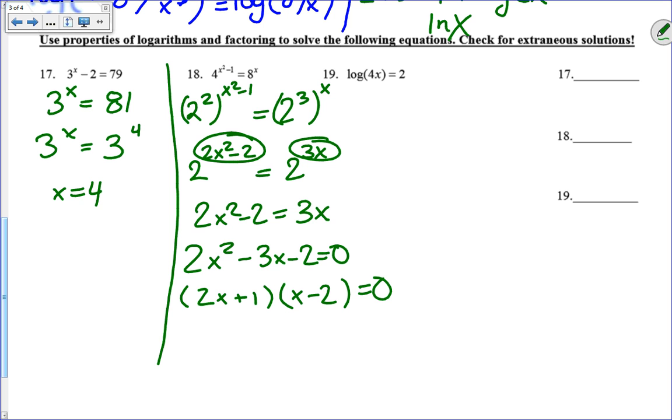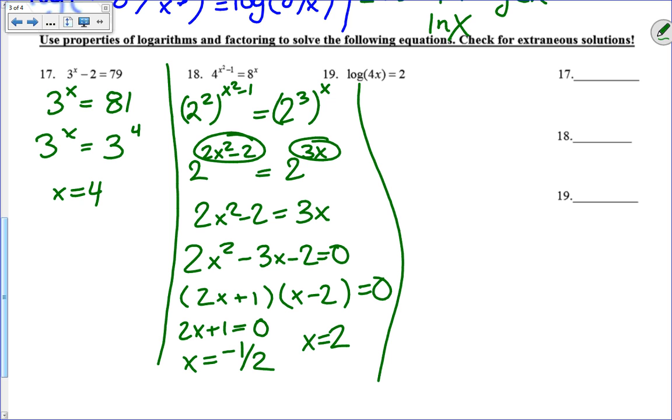So 2x plus 1 equals 0. x is going to be a negative 1/2. And x is going to be positive 2. So we've got two answers here, right? We need to make sure that these both work. So we can plug them back in, and we're not going to have any issues, right?